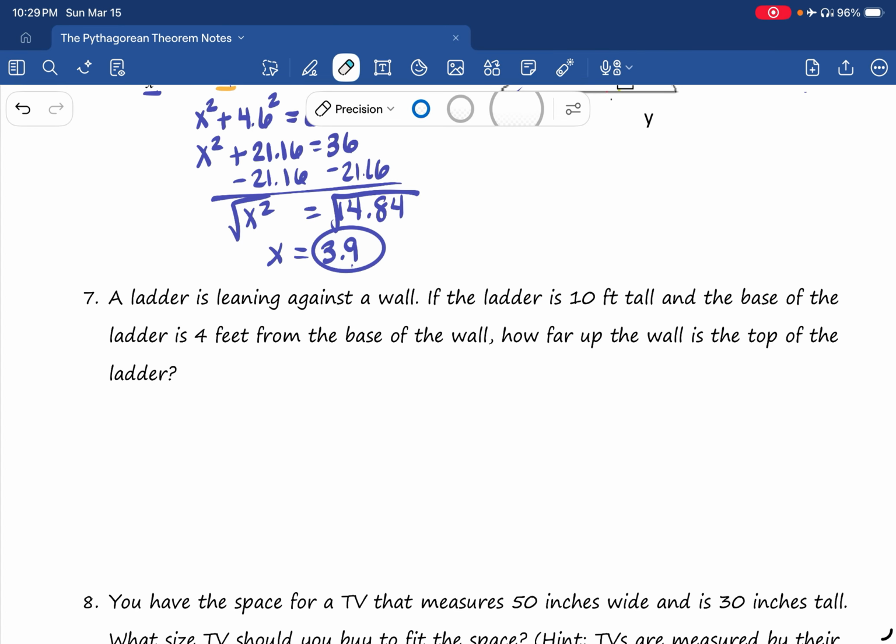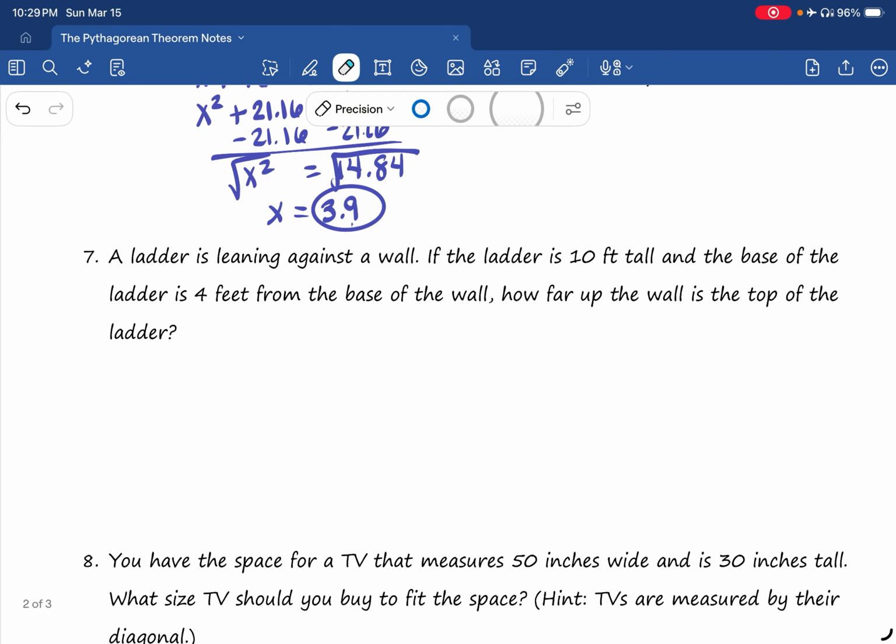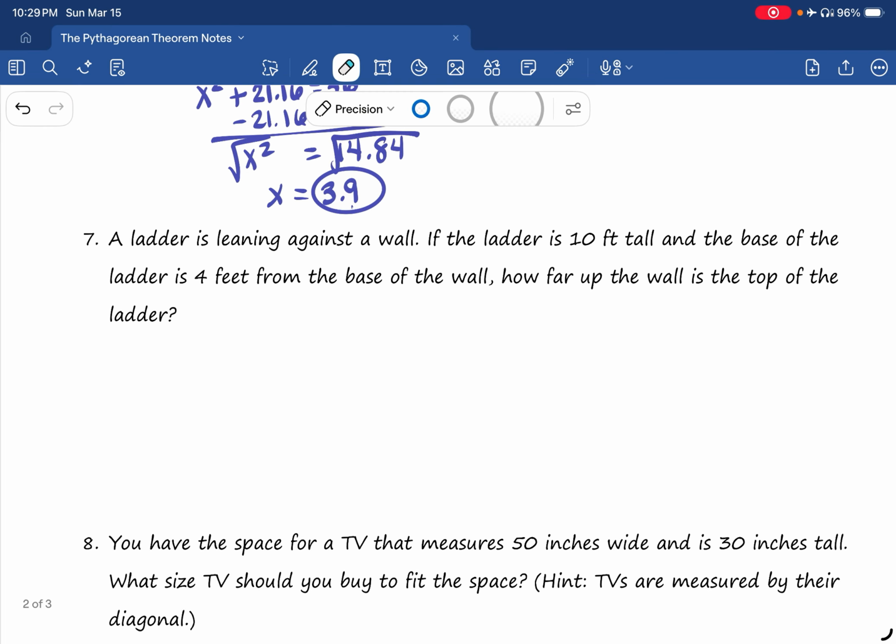A ladder is leaning against the wall. If the ladder is 10 feet tall and the base of the ladder is 4 feet from the base of the wall, how far up the wall is the top of the ladder? So it always helps if we draw a picture.